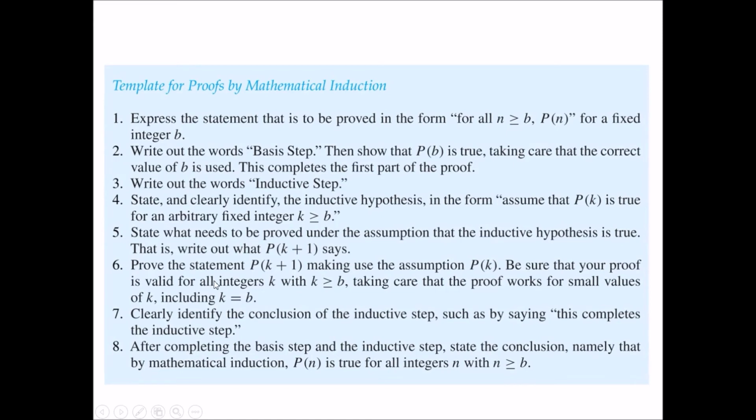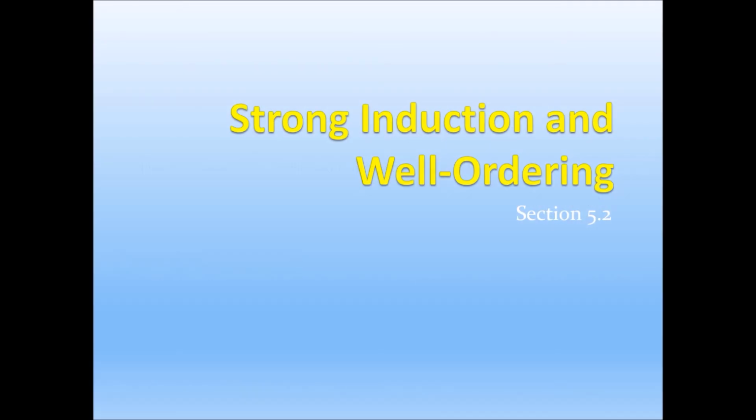Okay, so you have to make the argument that Pk is true in order to prove the fact Pk plus 1 is true. And when Pk plus 1 is true whenever Pk is true is proved, then this identifies the conclusion that Pn is true for all n greater or equal to b.